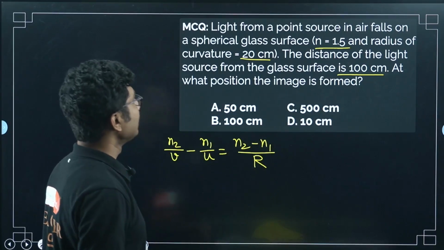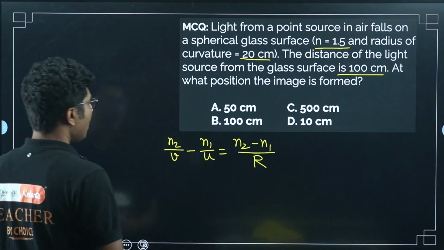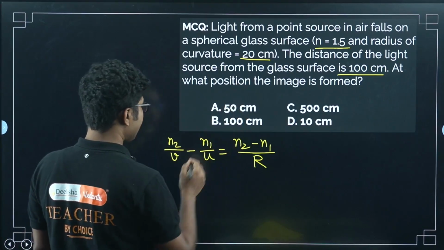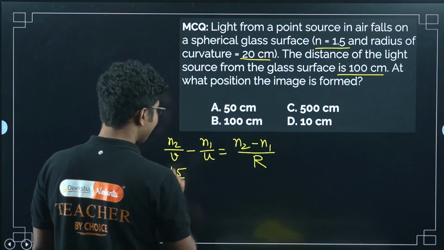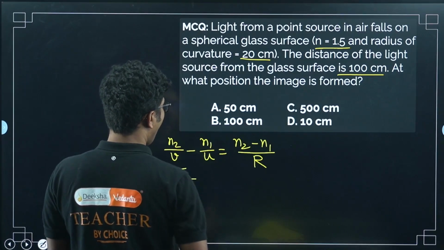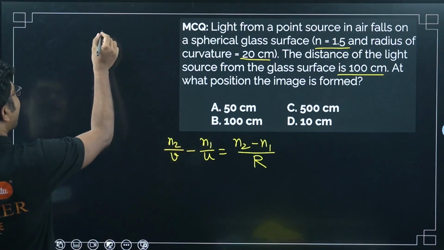Now we know that n2 is 1.5. This is v. Now the object distance, let me draw the diagram for that.